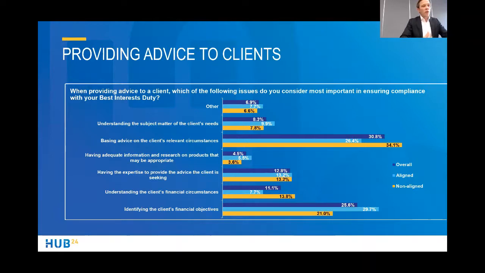What is interesting here though, I should call out the colours in the bar chart. The dark blue is the overall results, light blue is responses from aligned advisors, and the orange is from non-aligned advisors. But overall, rather consistent. Interestingly, the lowest priority was given to the point of having adequate information and research on products that may be appropriate. And by some margin, that had the lowest profile. And that really marries up and talks to ASIC's findings around inadequate supporting documentation on research of the products, particularly the existing product.